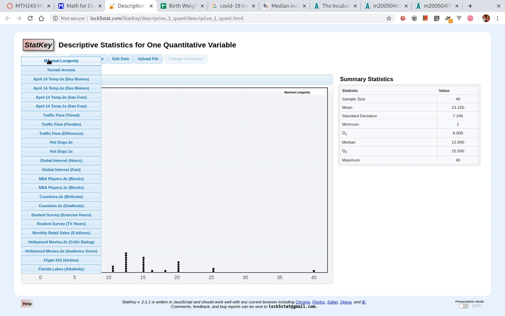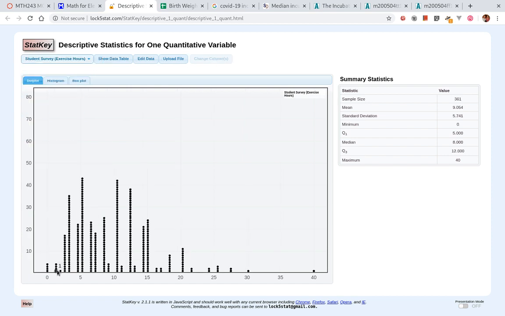Let's take a look at what's a good data set here. I had one in mind earlier. Exercise students. So here they have a dot plot. A bunch of students were surveyed and they were asked how many hours they exercise each week. So we have one student that says he or she exercised 40 hours in a week. A whole bunch said 10 hours in a week. And each dot is a different student.